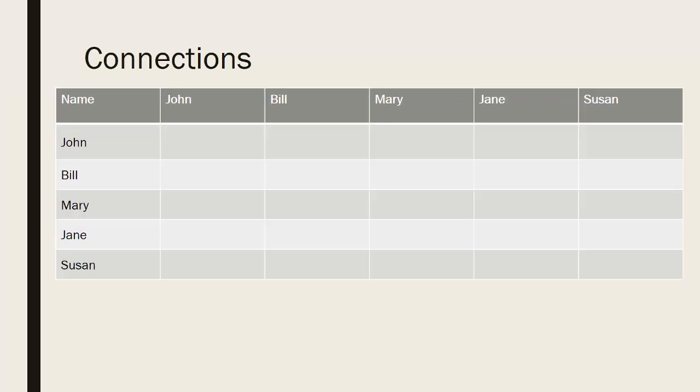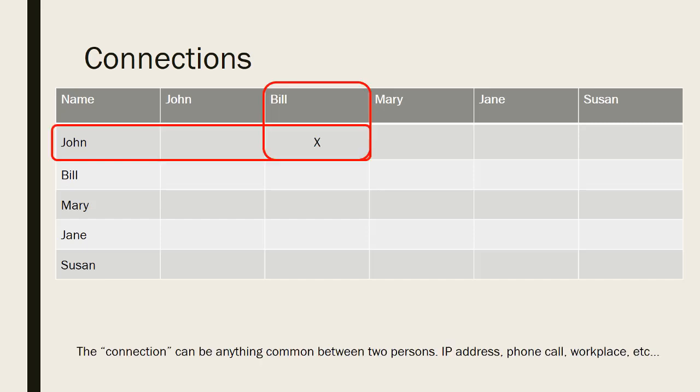Let's talk about connections. We use the same format. We have names to see how people are connected, and we can simply put an X to show a connection. Here you can have John and Bill are connected somehow. Now this may be through a common IP address, or through emails, or through a phone call, a workplace, or relationship. So you can easily see the connection. John has no connection to Mary, Jane, or Susan, but he only has a connection to Bill.